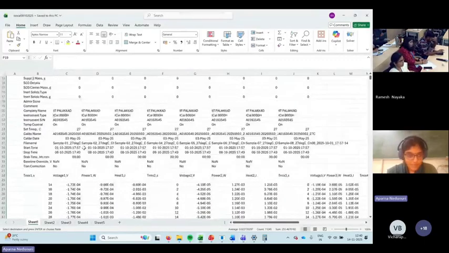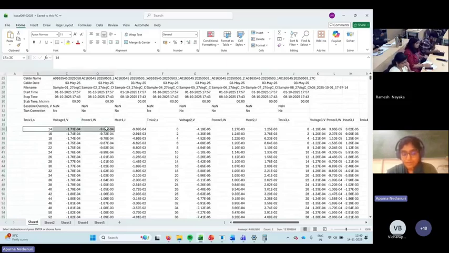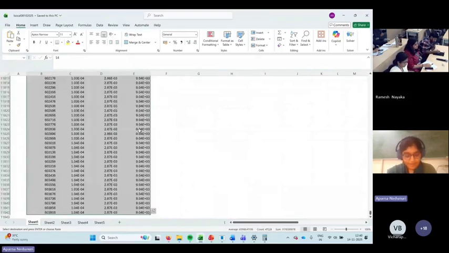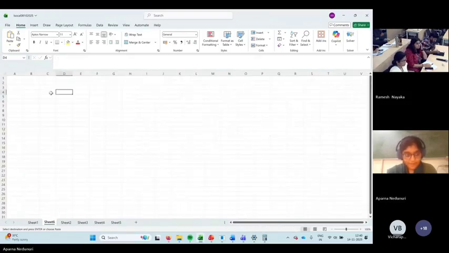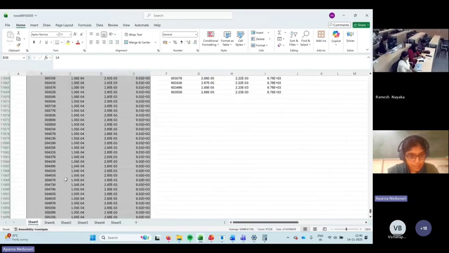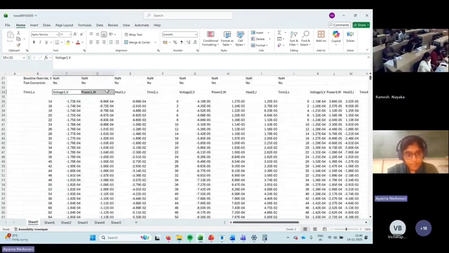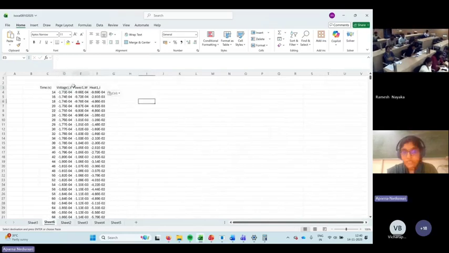This is one data set that we have generated from an isothermal calorimeter. The data will have time, voltage, power, and heat. This is time, which is in seconds. This is voltage, power, and heat: voltage in volts, power in watts, and heat in joules.